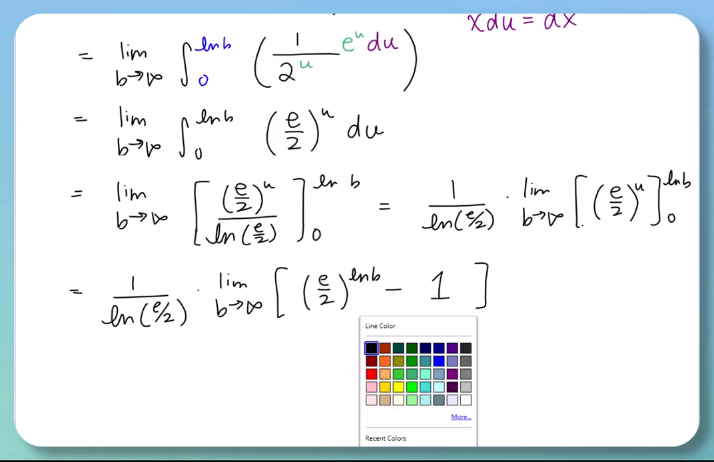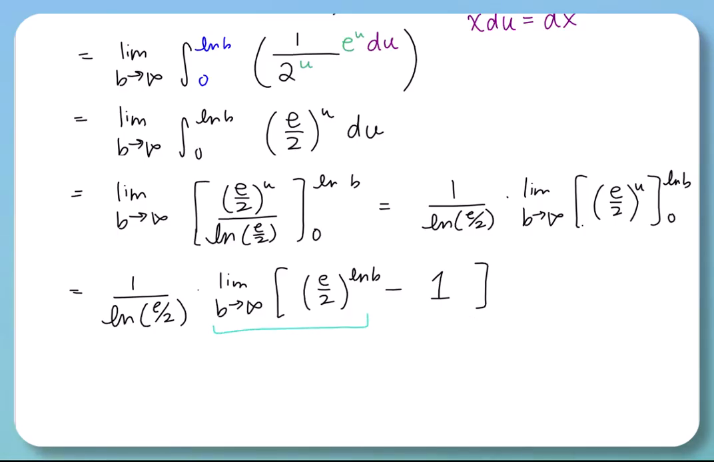So really now I just need to look at what is happening with this limit term. This gets a little bit tricky to consider the limit. I'm going to look at just this piece over here. So we've got the limit as b goes to infinity of e over 2 to the natural log of b. In order to evaluate this limit, I'm going to think about this differently. I'm going to use some algebra.